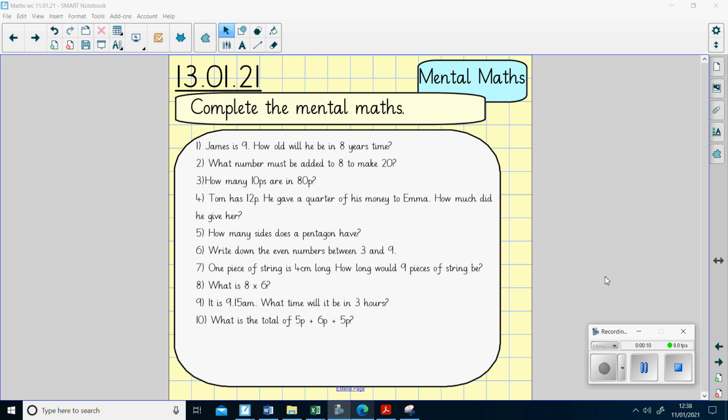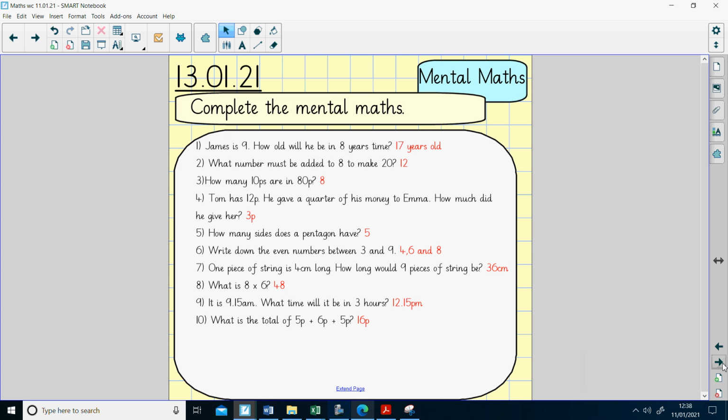On the board to start us off are our mental maths questions. Have a look at each question and write down the answer, and then come back to me and we'll go through each one and share the answers. Pause the video now and have a go at each of those questions. Okay, so on the board now we've got the answers to each of the questions you've just completed.